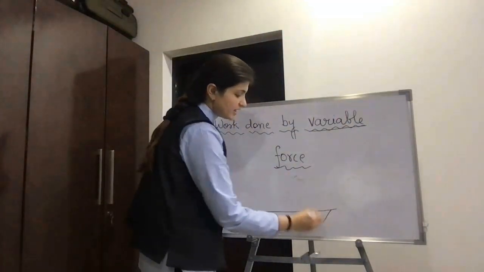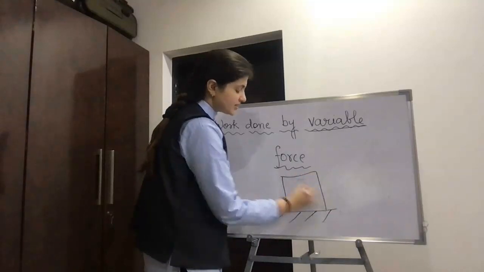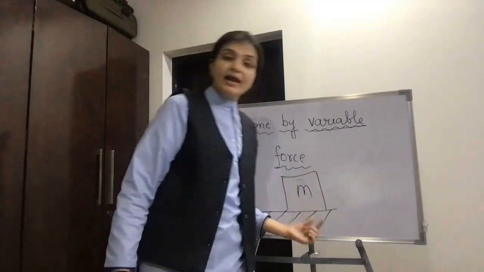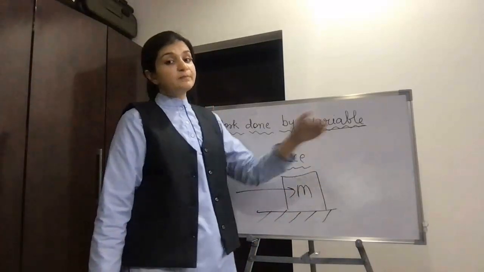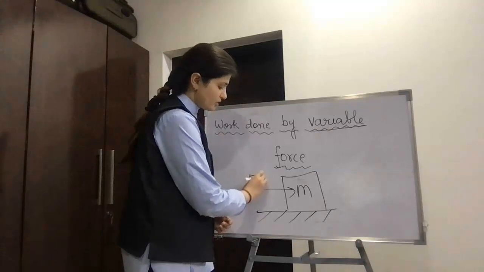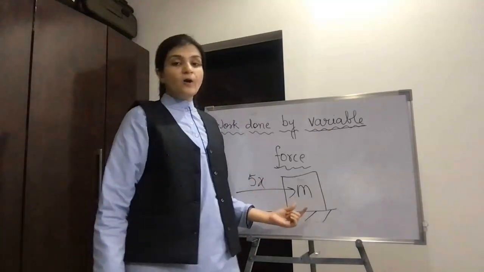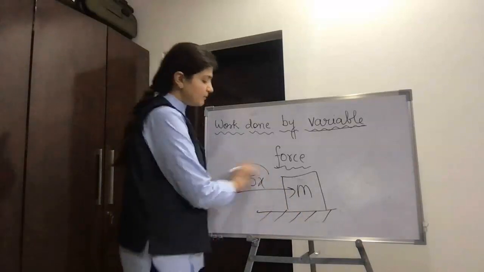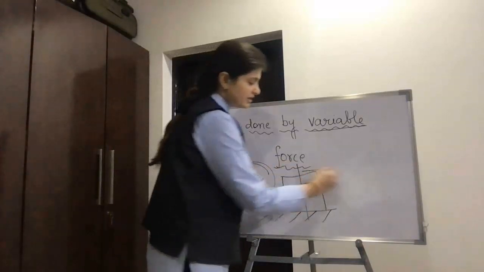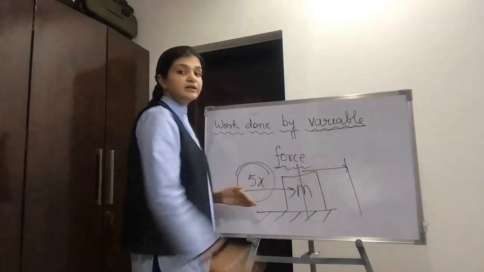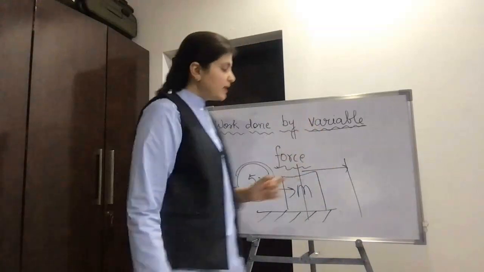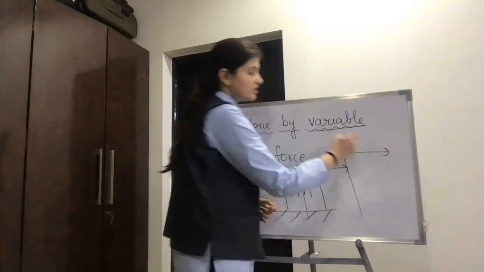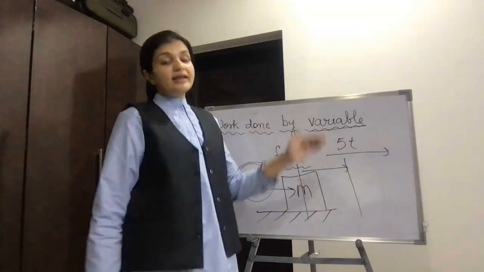So if we have an object of mass m and we apply a force whose magnitude keeps on changing with respect to the displacement it has caused, then we call it a force of variable nature. Similarly, if its magnitude is changing with respect to time, then we also call it of variable nature.